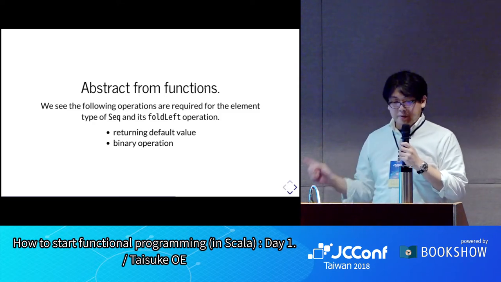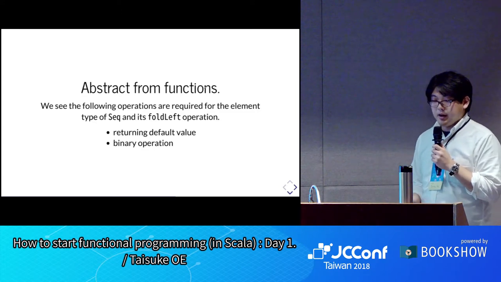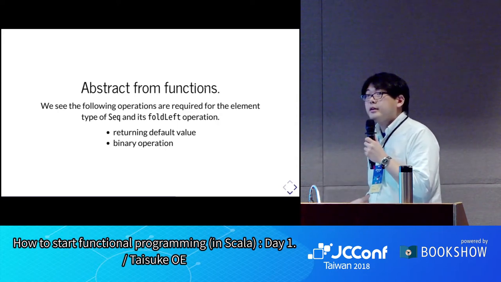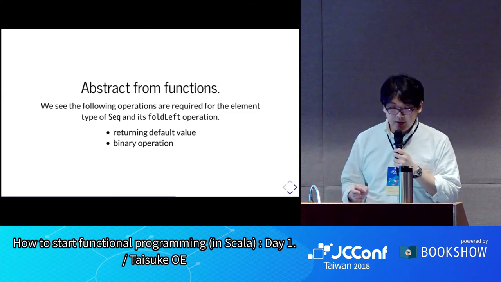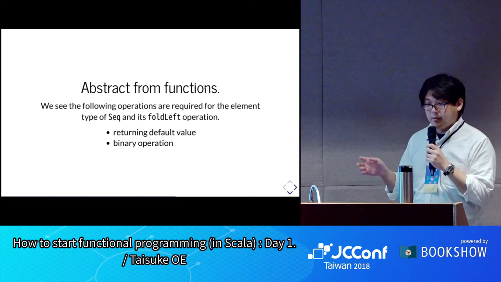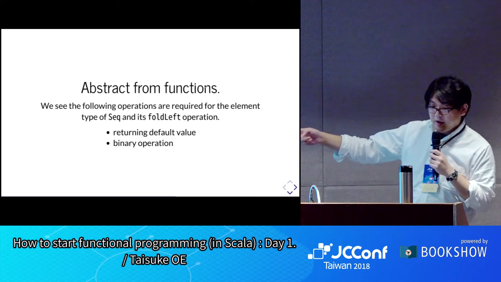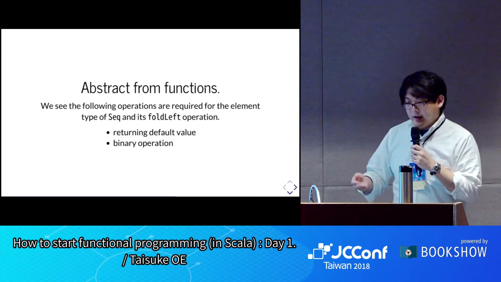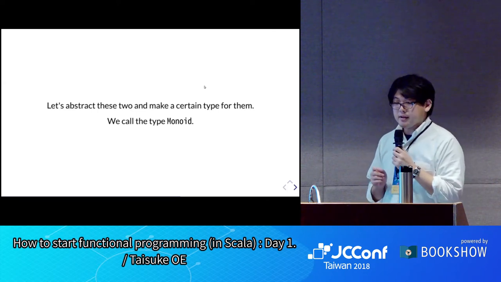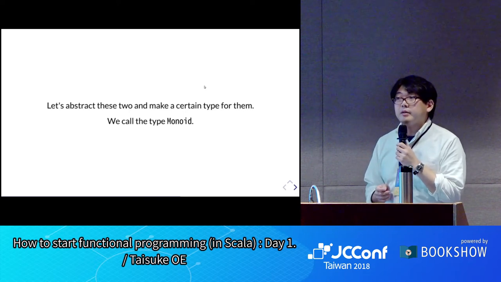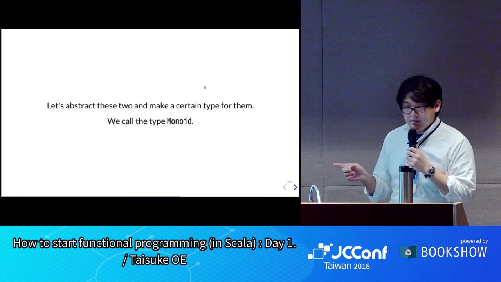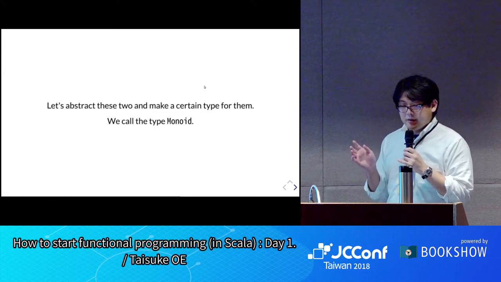So in the fold left operation, the following two things are required for the element of the sequence. The first one is a default value, which will be applied to the first argument of fold left. In the integer case, it will be 0. The second one is a binary operation, which is how to fold the sequence of a certain type. If both of them are given, you can fold any sequence, right? So let's abstract these two and make a certain type for them. We call the type monoid. Actually, that name comes from category theory, but you don't need to care about the name. I'd like you to know how it works, not the name.